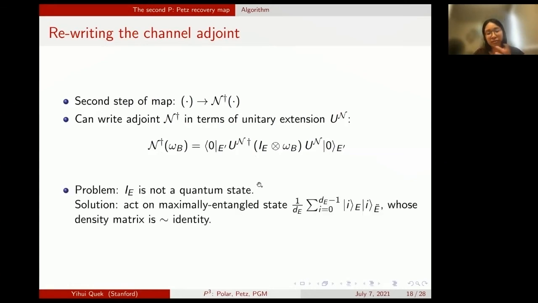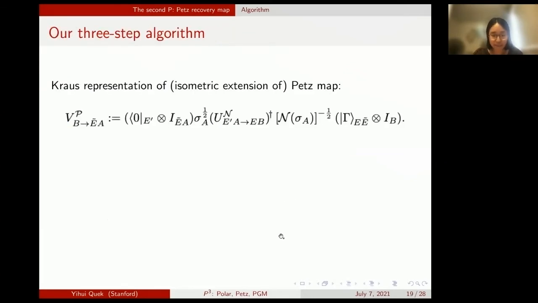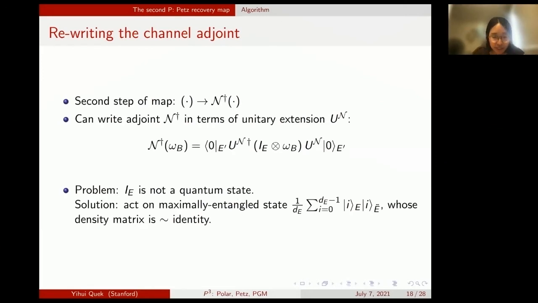Well, the first problem is that the identity on the environment is not a quantum state, but this is easily fixed. We can just act on the maximally entangled state. If we write down the density matrix of this maximally entangled state, it's proportional to the identity. So we tensor in the maximally entangled state in an environment system with the omega B state that we actually want to act on, and this is proportional to I_E tensor omega B. Another reason why this expression is weird looking is because it only works if we do a measurement, and the measurement collapses onto the zero state of the environment. The way we're going to ensure that the measurement collapses onto the zero state of the environment is by a technique known as amplitude amplification.